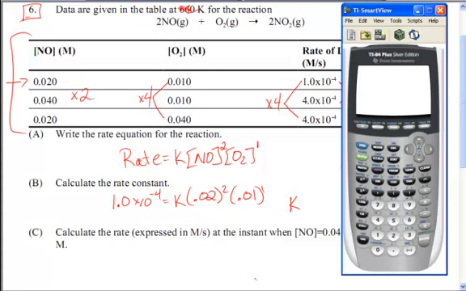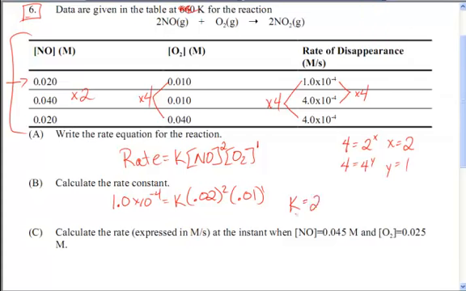Pull out my handy dandy calculator. K is equal to 1 second, e to the negative 4, divided by 0.02 squared times 0.01 to the first, and it's 25. So K is equal to 25.